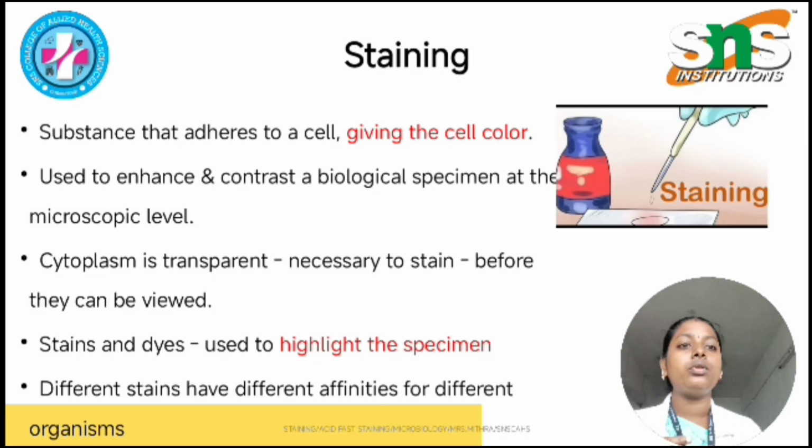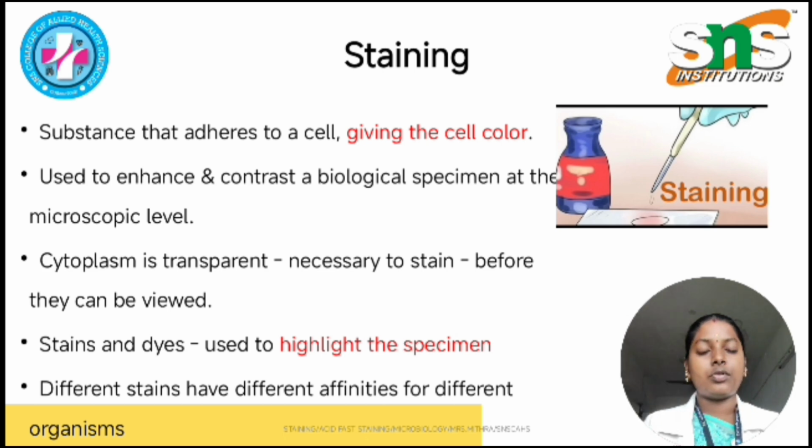So when we want to view some of the microorganisms in a microscope, we need to stain that. So the bacterial cytoplasm is very transparent, so it is very difficult to see with the naked eye. So it is necessary to stain it before they can be viewed under the microscope. So we need to stain with substances like dyes and staining colors. So stains and dyes are used to highlight the specimen and give color to the microorganisms. So different stains have different affinities for different organisms.